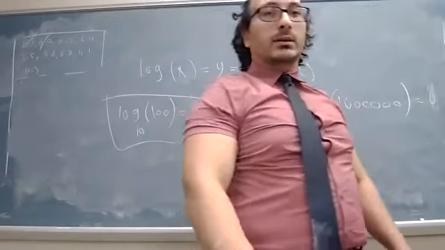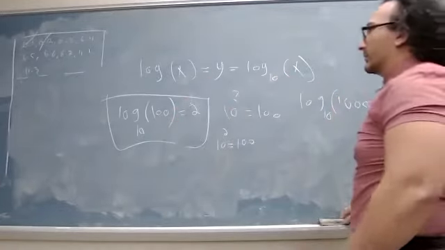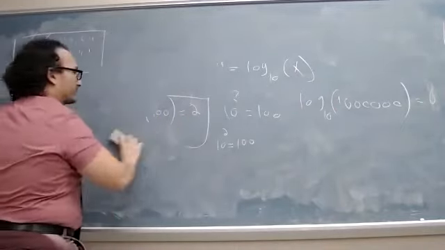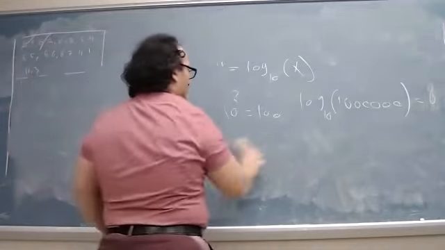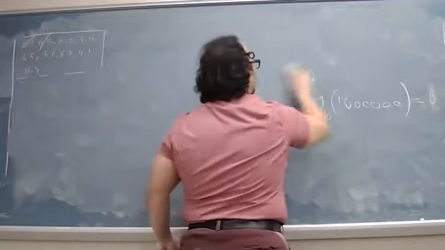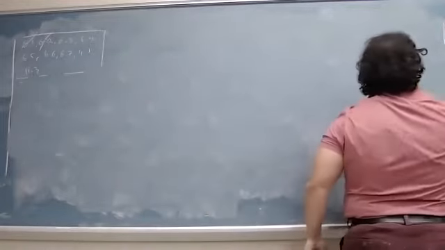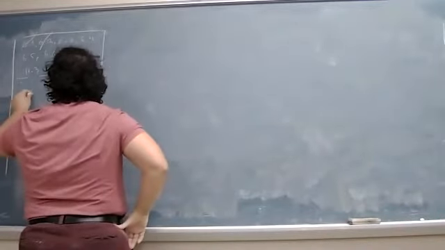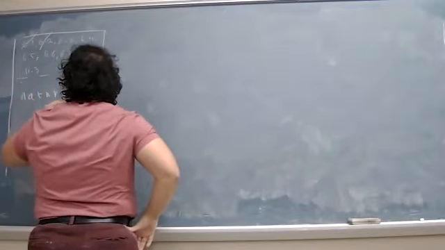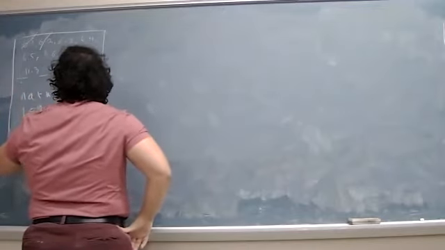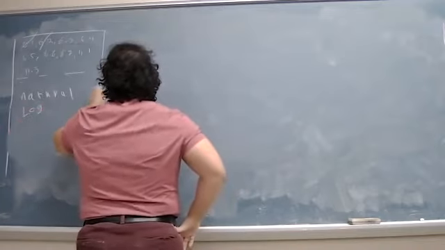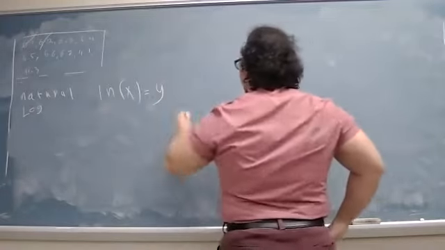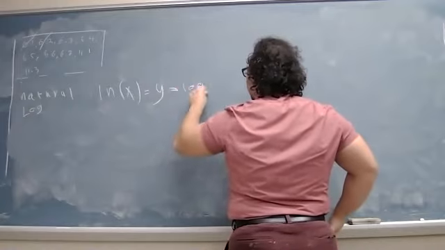Okay. Now let's talk about the natural logarithm. This was the common logarithm. Now we're going to talk about the natural logarithm, typically denoted as ln. Every time you see a ln, that's really the log base e.